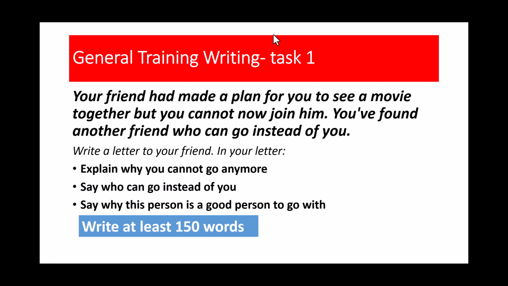Your friend had made a plan for you to see a movie together, but you cannot now join him. You found another friend who can go instead of you. So this is the topic, but after each topic or situation, we've got 3 bullet points. The first bullet point says, explain why you cannot go anymore. Maybe that was a usual plan between the 2. And say who can go instead of you, and say why this person is a good person to go with. So we have to write 3 body paragraphs, each one in response to one of the bullet points.